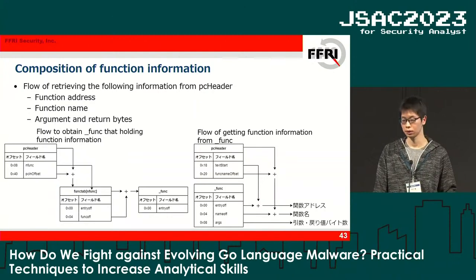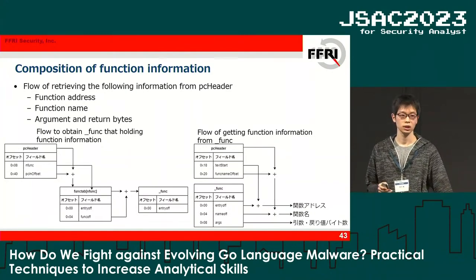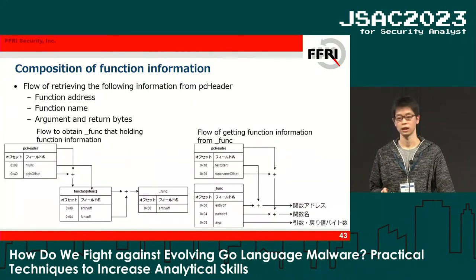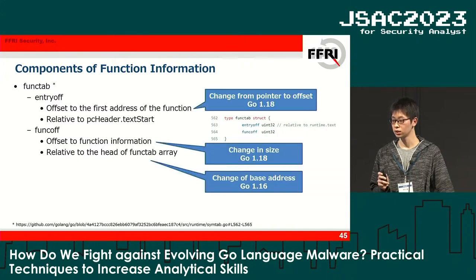From the PC header, the function information is extracted. There's a functab and _func structure, and this is the same as the previous flow. So I'm going to omit some of the areas. First, it has an offset to the function information and can get the function information.